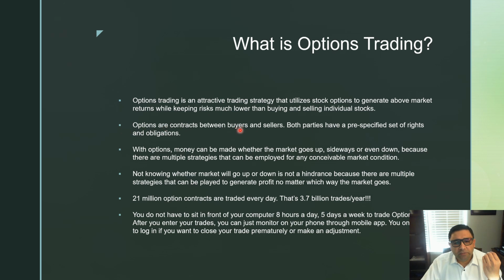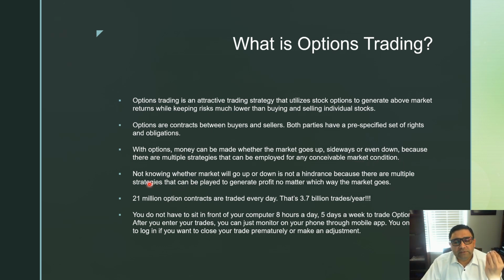Options are contracts between buyers and sellers. Both parties have a pre-specified set of rights and obligations. With options, money can be made whether the market goes up, sideways, or even down, because there are multiple strategies that can be employed for any conceivable market condition.